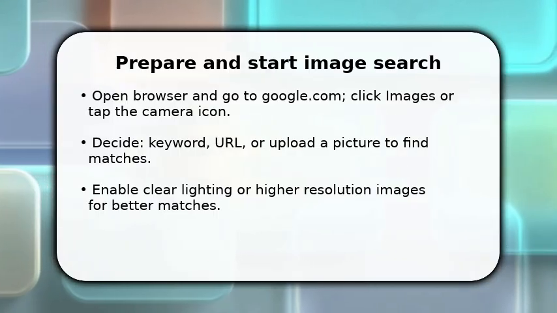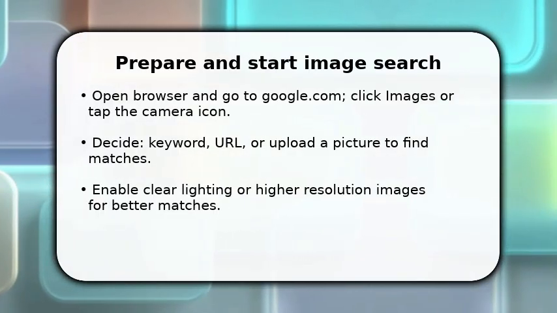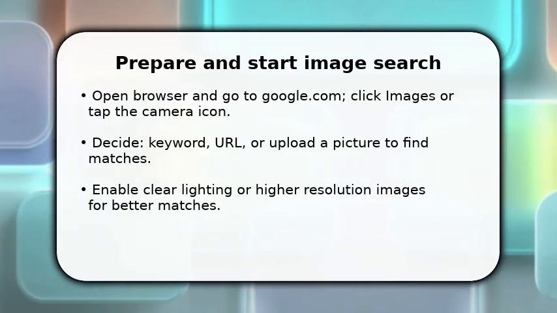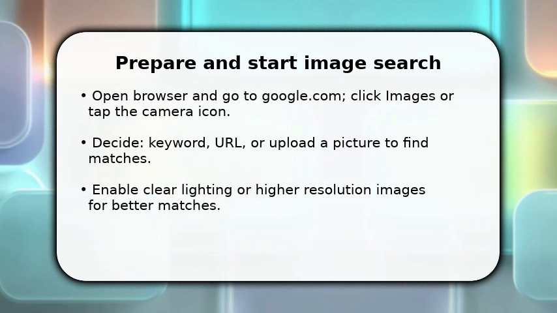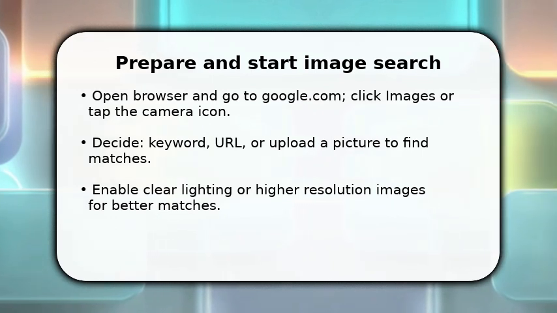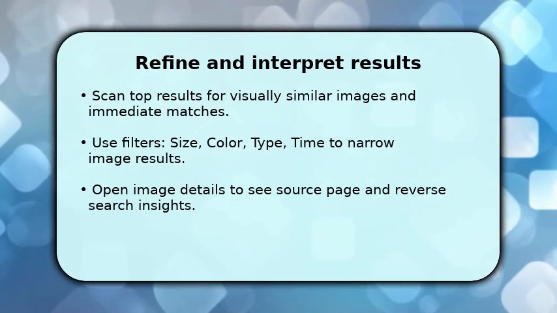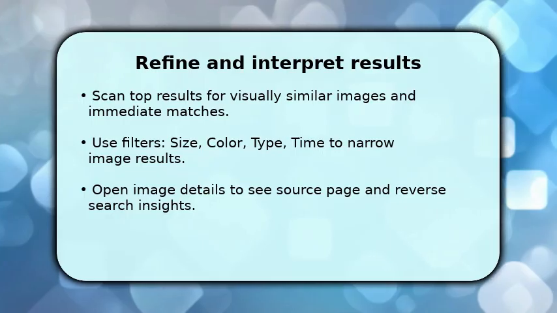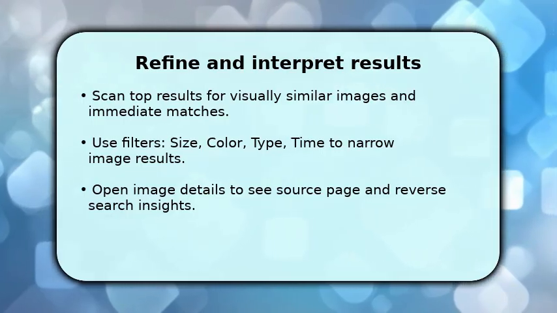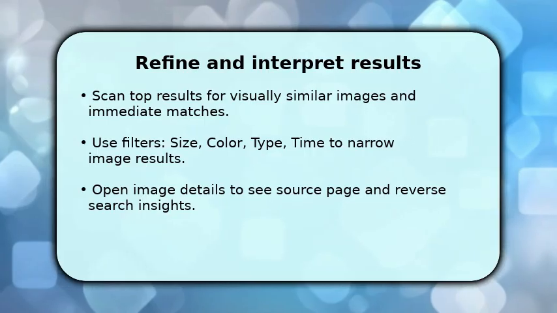Once done, Google will process visual features. This speeds matching. Make sure your photo is not blurred and is reasonably sized so Google can extract accurate shapes and textures. Next, you review the returned thumbnails and focus on the most similar images at the top. Use filters, size, color, type, and time to reduce noise.